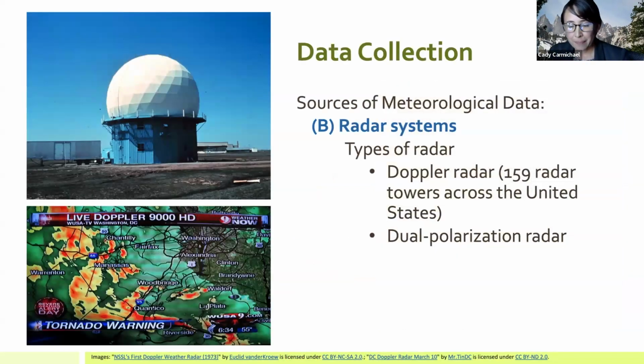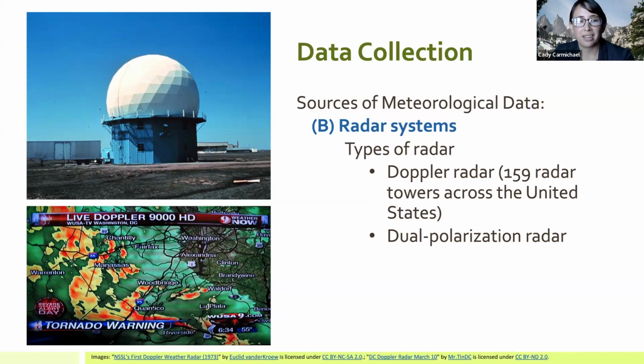The other, or I should say another, is our radar systems. These are used particularly for short-term forecasting, and they're very beneficial for severe weather tracking, tracking storm systems, and they are really good at providing real-time radar data for things like immediate updates or any sort of fast-moving, developing weather phenomenon. There are different types of radar. The one that we use a lot here in California is the Doppler radar. There are 159 of these radar towers across the US. There's a picture of one up there.